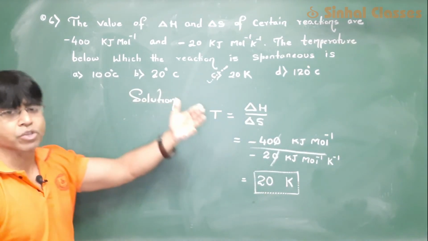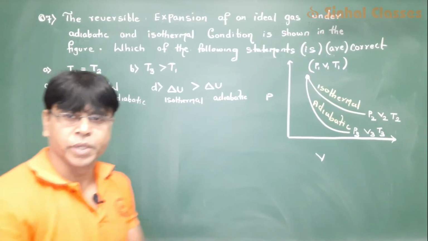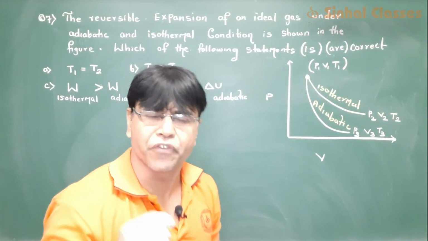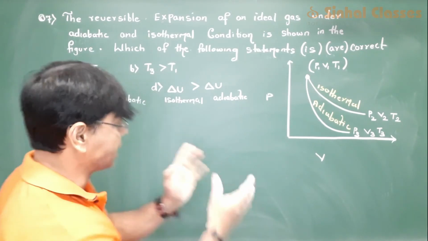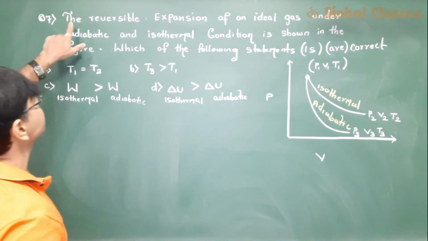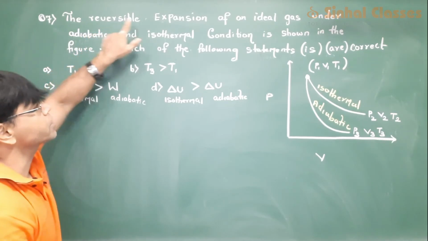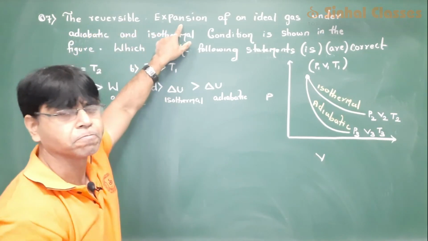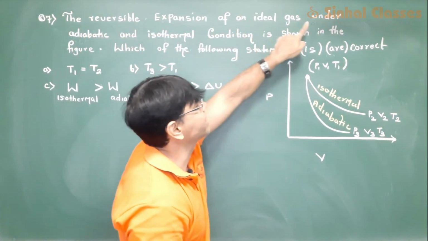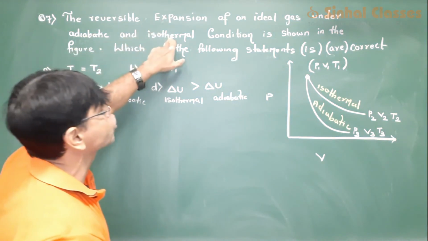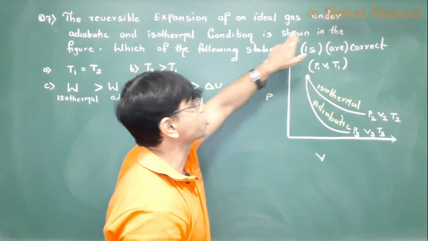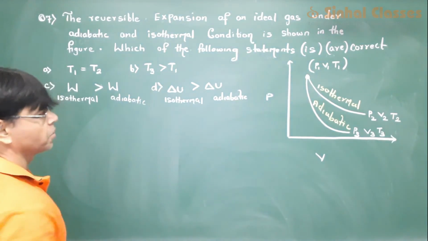Now we go for the next question. Okay student, let's see a very interesting question today. And that is the reversible expansion of an ideal gas under adiabatic and isothermal conditions is shown in the figure. Here is the figure.